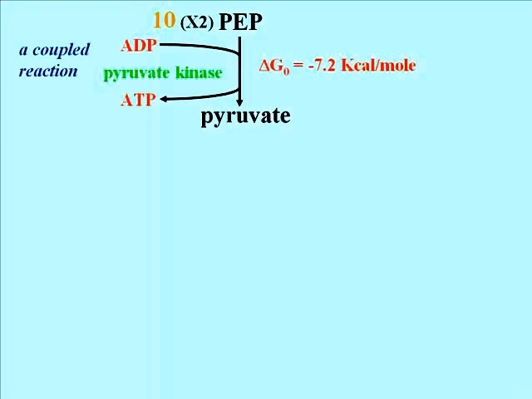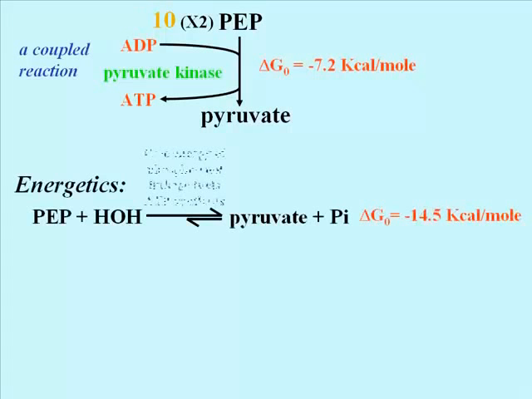Like 1,3-diphosphoglycerate, phosphoenol pyruvate, PEP, is also a very high energy phosphate compound. In this quite exergonic reaction, delta G0 equals minus 7.2 kilocalories per mole, the hydrolysis of phosphoenol pyruvate is coupled to the synthesis of another molecule of ATP. The enzyme catalyzing this reaction is pyruvate kinase. In energetic terms, the large amount of free energy released by the hydrolysis of the phosphoenol linkage in PEP is what drives the endergonic ATP synthesis.